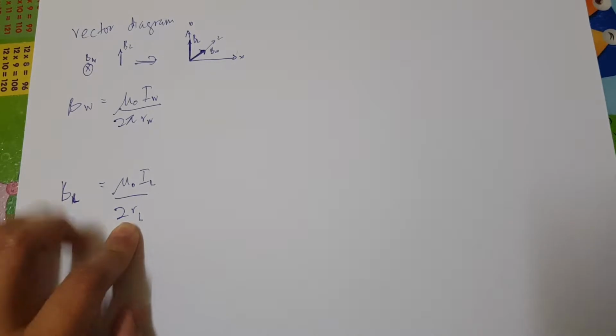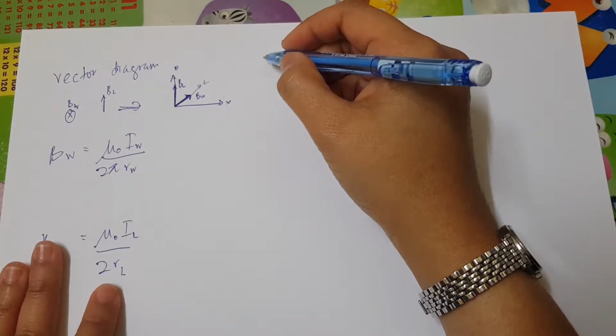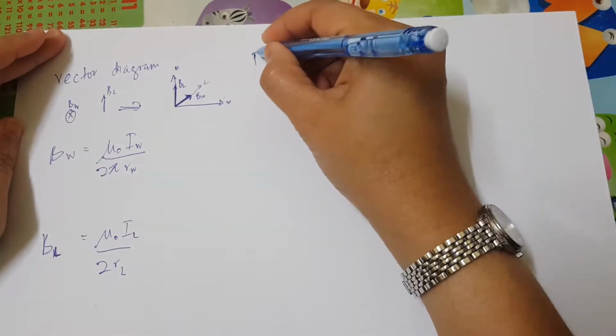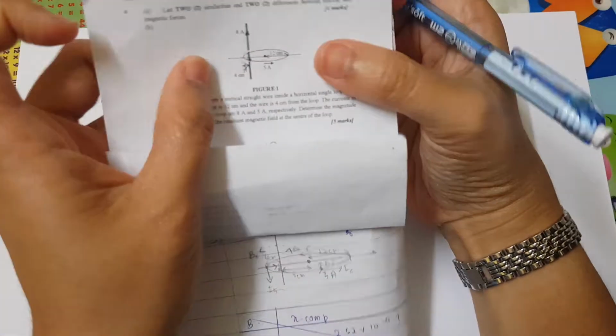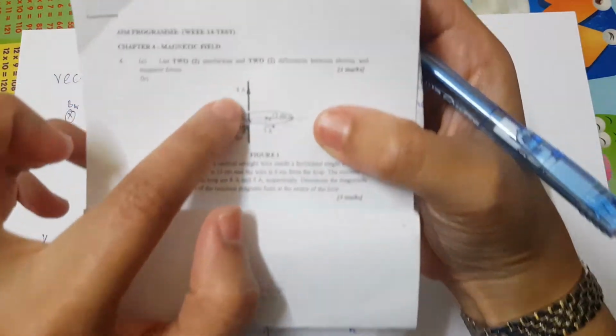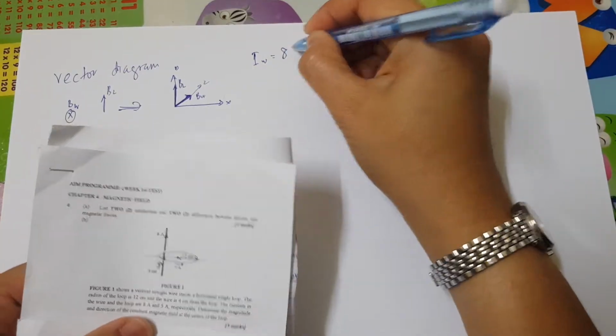Right. So we have to list down all the information first. So IW tadi untuk the wire. Let's see from the question. We can see for the wire is 8 ampere.